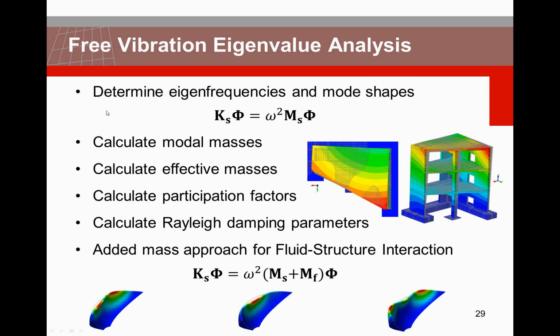A free vibration eigenvalue analysis. What we try to solve in the free vibration eigenvalue analysis is the eigenmodes and the eigenfrequencies, which are related to this omega squared. So the relation between your stiffness matrix of the structure and your mass matrix of the structure. Or in a fluid structure approach, your mass is the mass from the structure plus your mass from your fluid. The fluid has no stiffness, so the K remains the K of the structure.